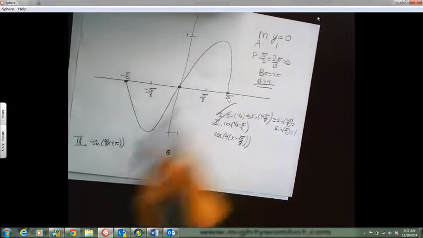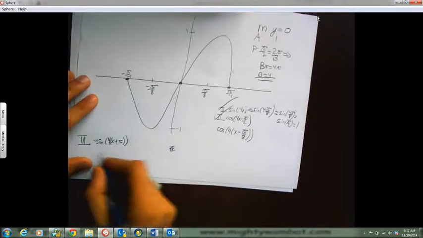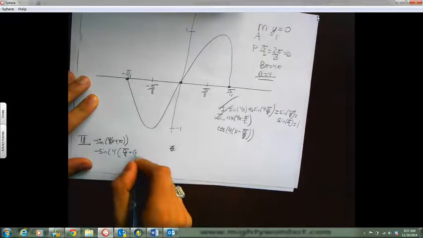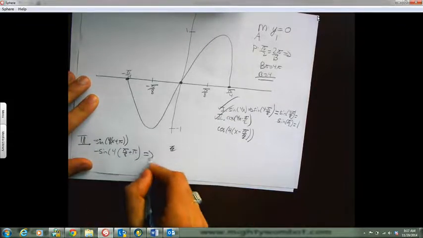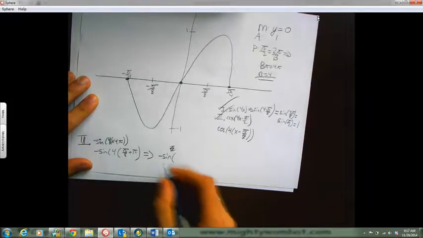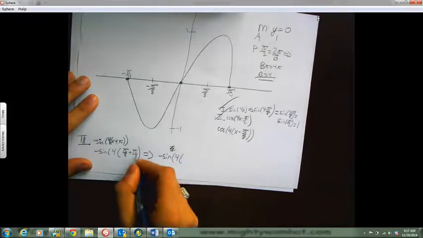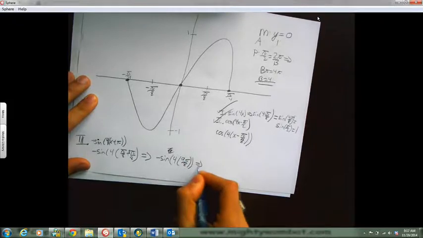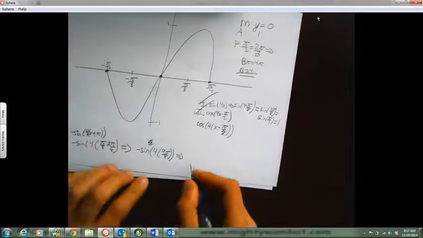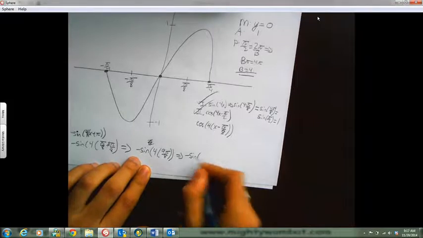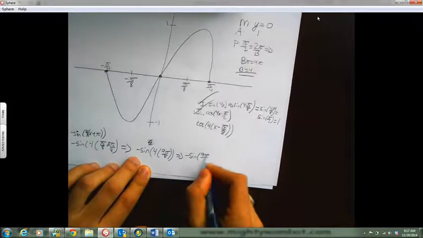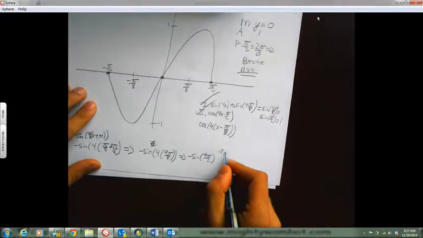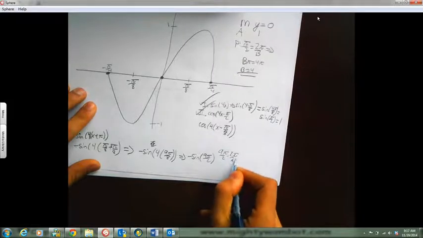Pi over 8 plus pi, let me do this one out. Negative sine of 4 times pi over 8 plus pi. Let's keep solving. That's going to be negative sine of 4 times, remember this is really 8 pi over 8, so this will be 9 pi over 8. Remember, we just got the common denominator here. So now we got negative sine of 4 times 9, this is 9 pi over 2. That's a little bit too big. I need to subtract 2 pi. So 9 pi over 2 minus 2 pi over 1 gets me 5 pi over 2.